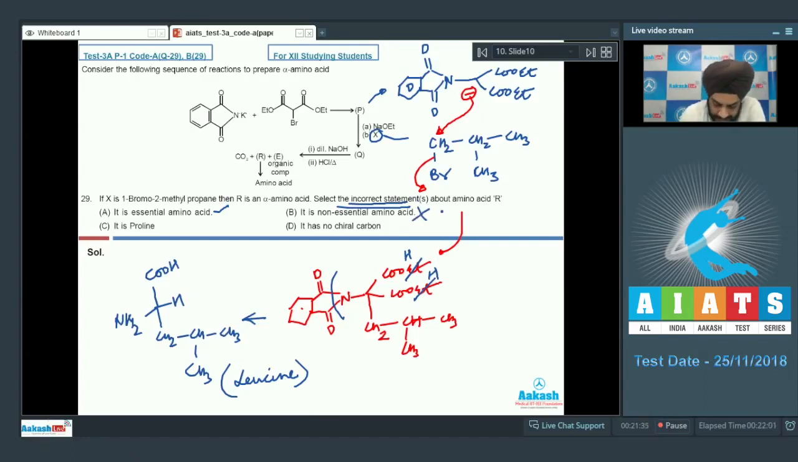This statement is also incorrect, students. Proline has a cyclic structure. It has no chiral carbon. It has a chiral carbon. This statement is also incorrect. Students, we have to select options B, C and D as the correct answer to our question. Let us look at the next paragraph.